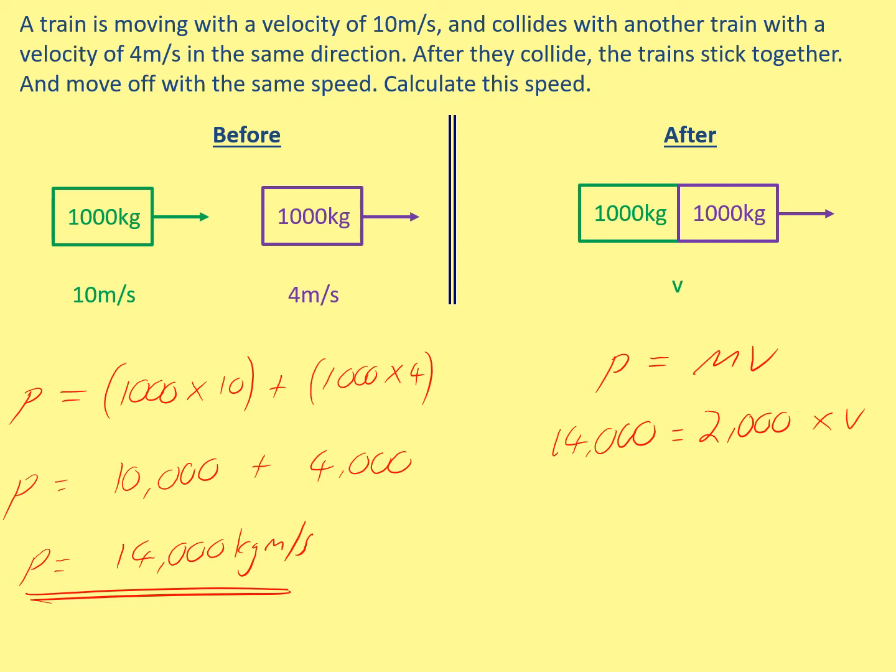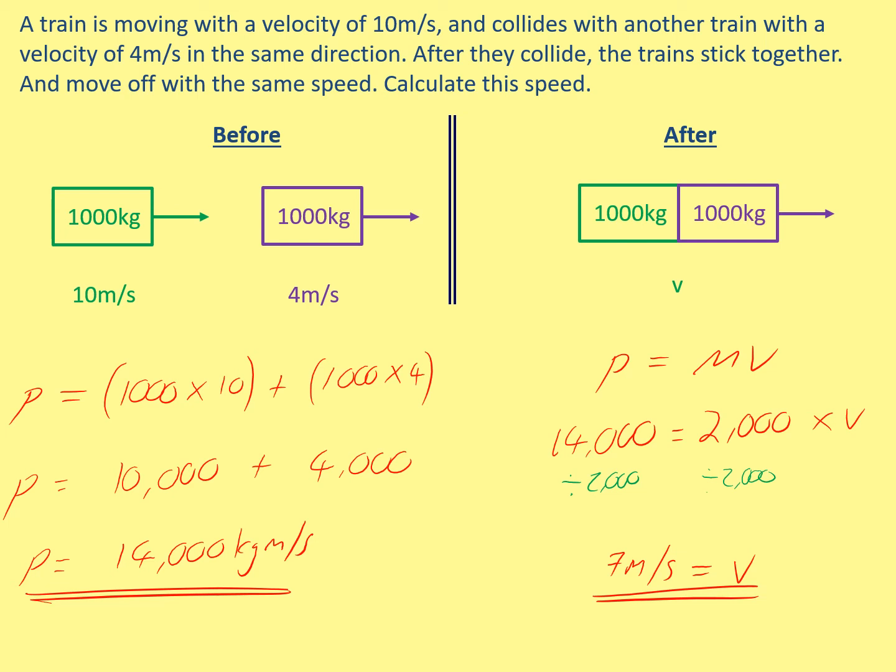Now you could look at this as 2,000 times something is 14,000. So we know that v is 7. Or you can use the same way we've always used. Divide this side by 2,000 to get rid of that. And divide this by 2,000. Therefore, the velocity of those trains is going to be 7 meters per second. You could use a calculator for that if you want.